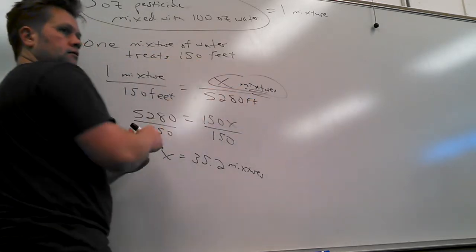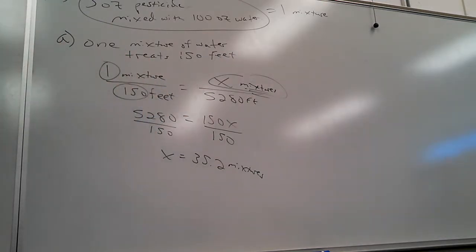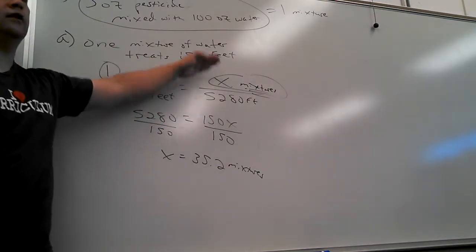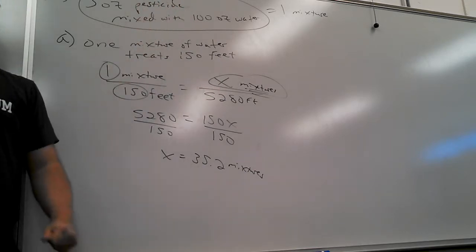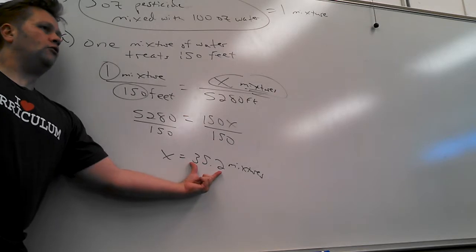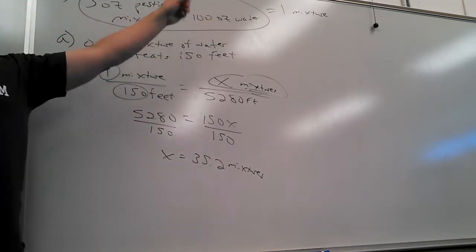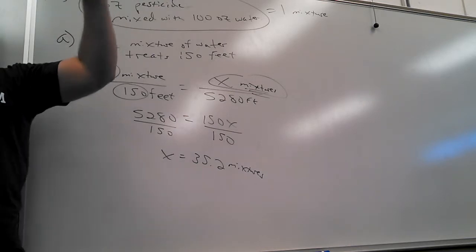Mixtures to feet. So I'm always going to have one where I know everything. I know the top and the bottom. And the other one I'm going to have a part of it that I don't know. Which makes sense. And then I can solve that. So in this case we need 35.2 mixtures. So I have to do this 35.2 times. Does that make sense?